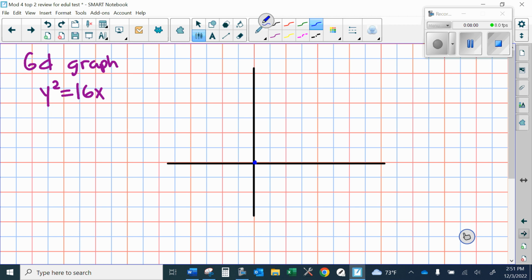1, 2, 3, 4. Directrix: 1, 2, 3, 4. My directrix actually should be dashed because it's really not there, that's just the definition. There's my focus at (4, 0). Now I could just sit there and fill in points.